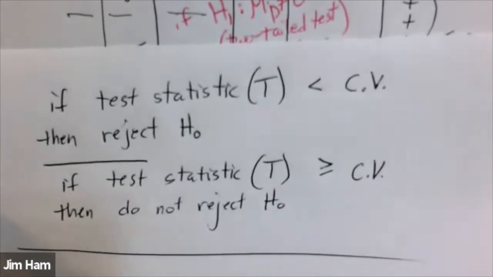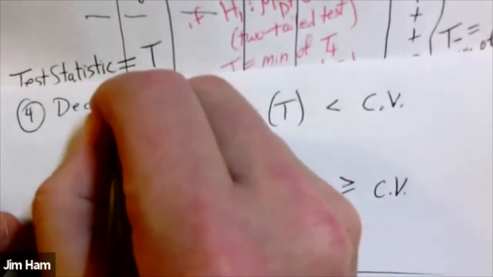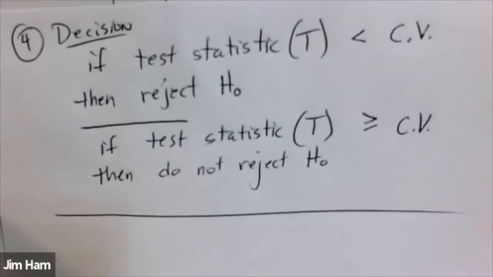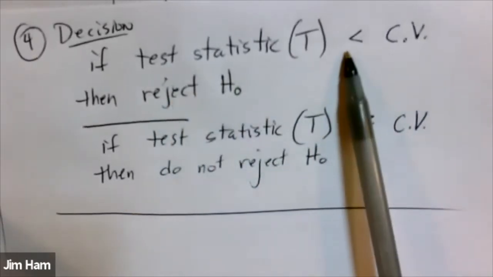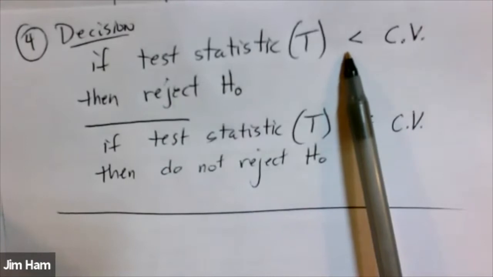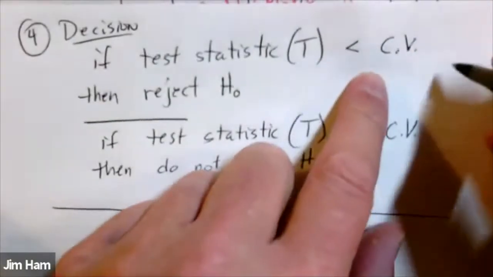So there's the decision. And this really would be step 4, decision. And here's the decision rule. What's common between these two tests? Well, one of the things that's common, we talked about one thing already, is that you compare the test statistic to the critical value, and you reject if the test statistic is less than the critical value. Always less, never greater.